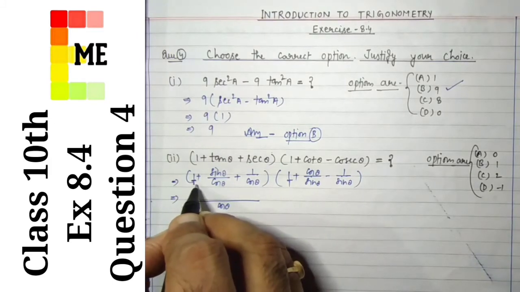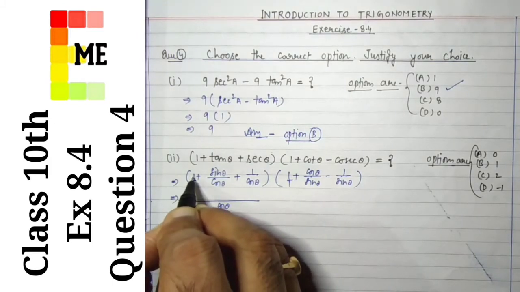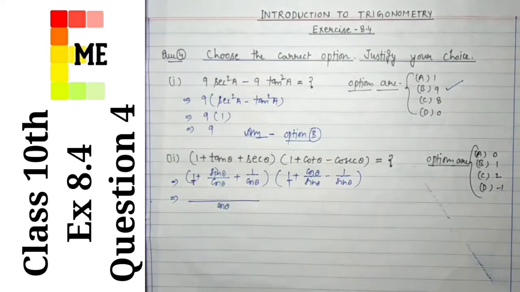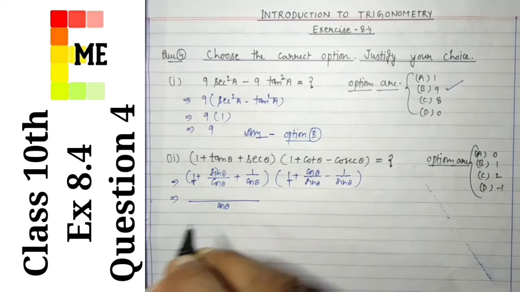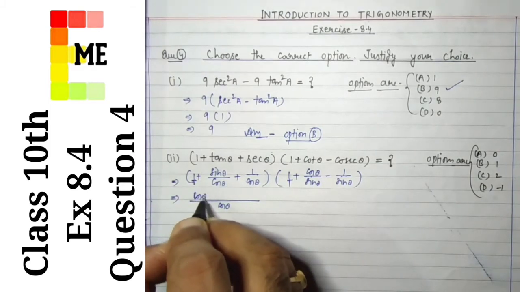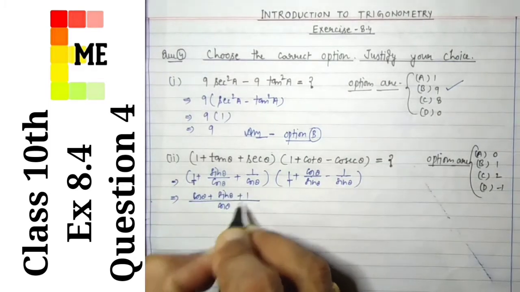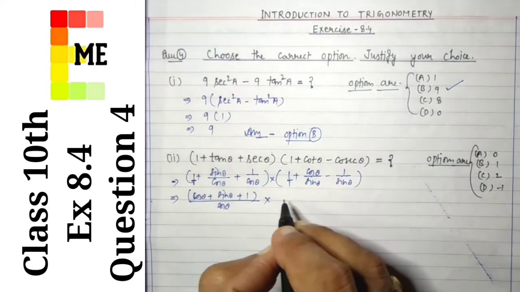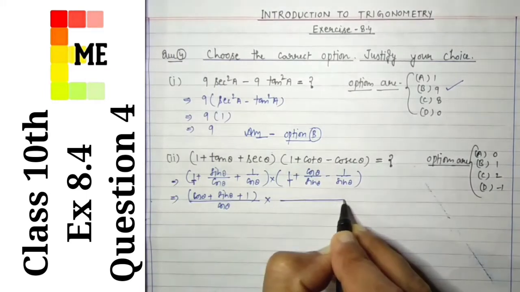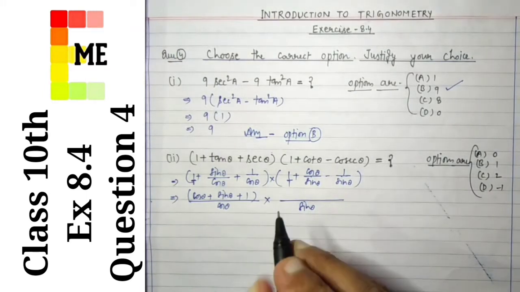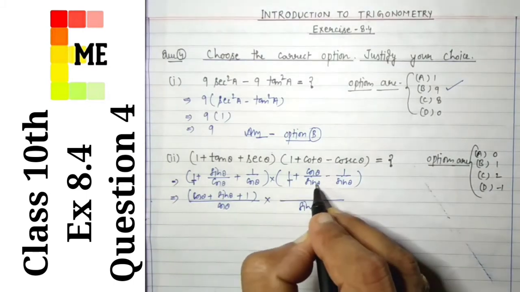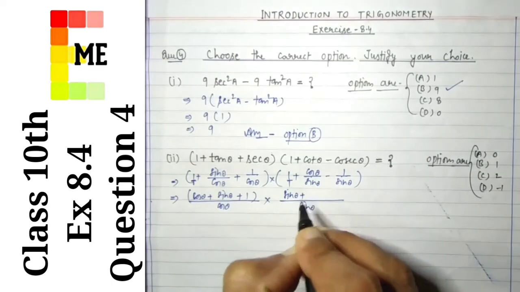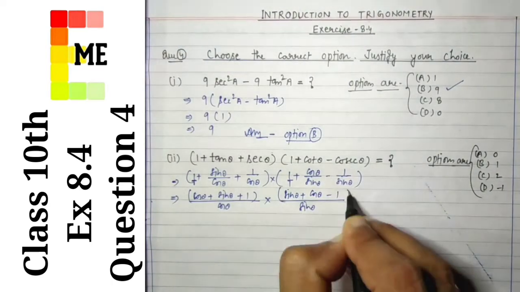So I multiplied cos theta in the numerator and denominator. Sin theta upon cos theta is already there, 1 upon cos theta is already there. So after taking LCM cos theta, we have cos theta plus sin theta plus 1 in the numerator, multiplied by the other bracket. The same way we are taking LCM sin theta over here, into sin theta. Sin theta is already there, cos theta is already there. So sin theta plus cos theta minus 1 in the numerator.